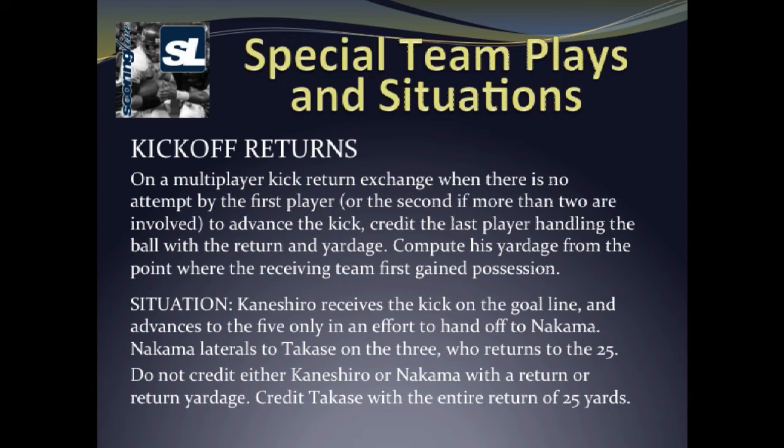Okay? Kaneshiro receives the kickoff on the goal line, advances to the 5 in an effort to hand the ball off to Nakama. So it's a set play. Okay? Nakama then laterals to Takase on the 3, who returns it to the 25. So now you got 3 people involved. 3 crazy guys out there. Okay? We're not going to credit the first or the second player with the kickoff return. The third player will get the entire return from the start, which in this case is the goal line, to the end, to the 25-yard line.